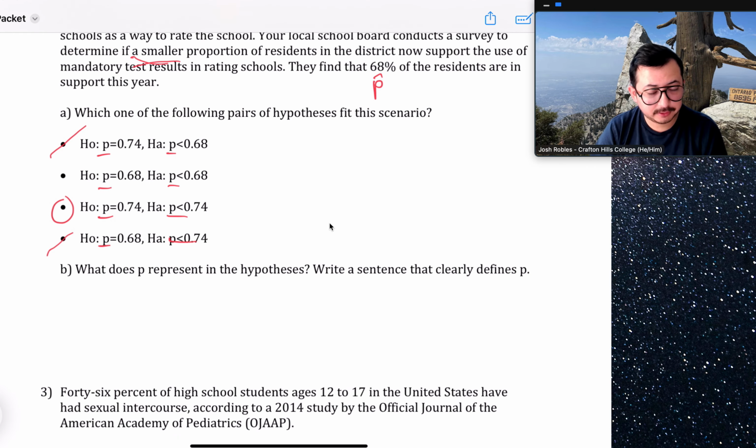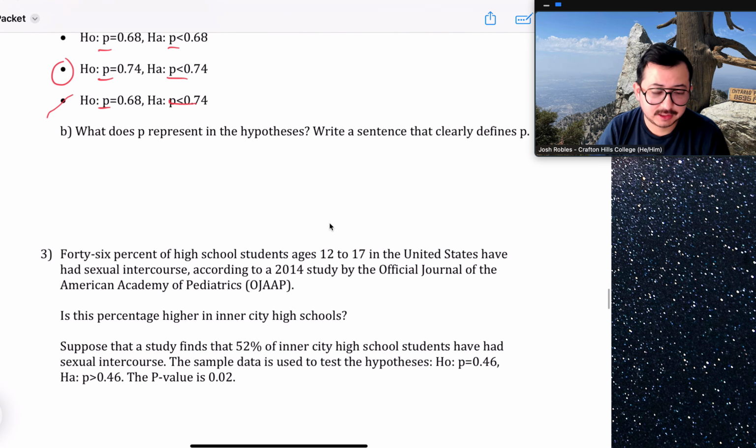All right, so you have to set these up on your own. That'll mean usually typing it into StatCrunch. It'll type out the hypotheses for you, and then you'll have to know what to do with them.